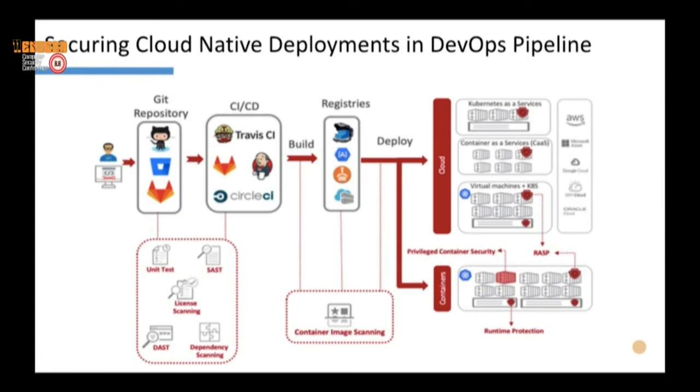I'll also suggest that you should limit the privileges which are used by containers. Make sure that they are not running with the highest privileges. Make sure that they follow the least privileges model. That will really help in securing your deployments.